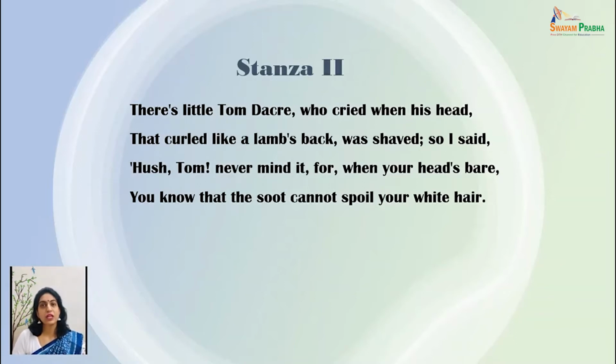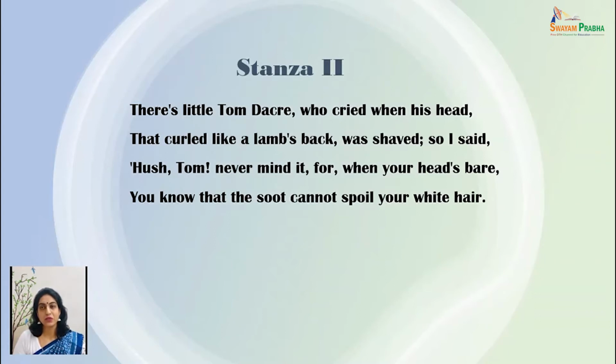Here, in this stanza, he introduces another character named Tom Dacre. This Tom is another little child who probably is also homeless and is now a new apprentice there. He had lamb-like curly hair, and his head has just been shaved. It was a common thing to do to the apprentices that their heads were shaved so that the sticky soot would not stick to their hair, keeping in mind that the condition of hygiene and cleanliness was pathetic. So the young little boy is crying, and the child narrator tells him not to cry because the soot will not spoil his beautiful hair now.